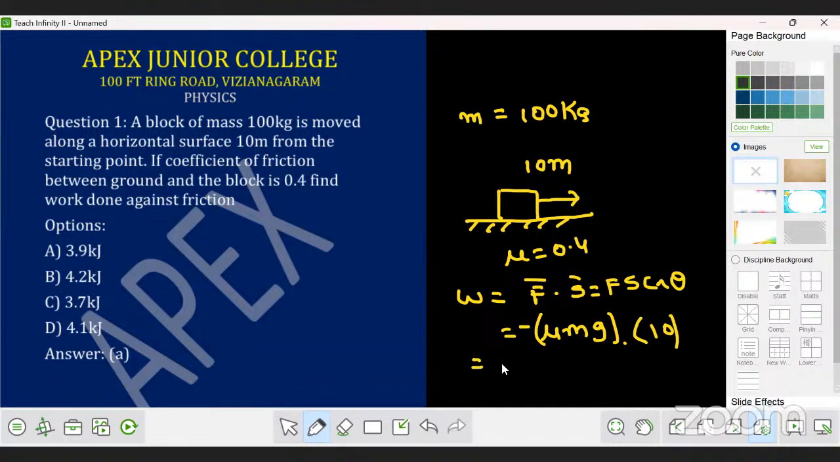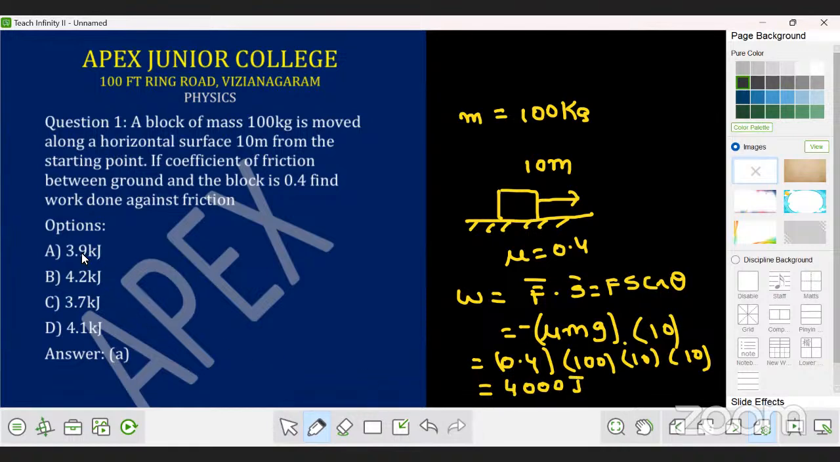Now you substitute the given values. Mu is given 0.4, mass is 100 kg, g value 10 is given, and this is already 10. So how much will the value be totally? This is 10 power 4, that is 4,000. The answer should be 4,000 joules.